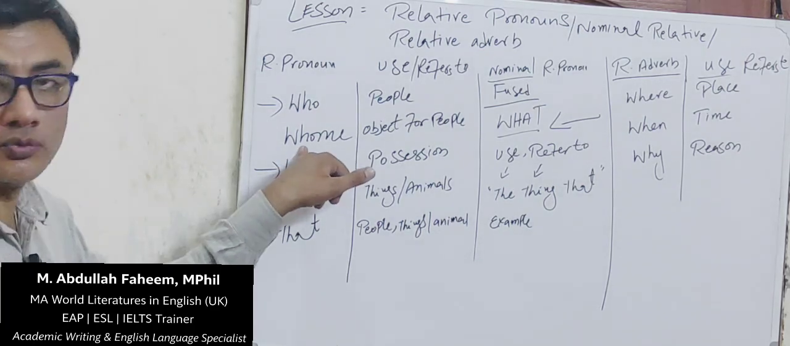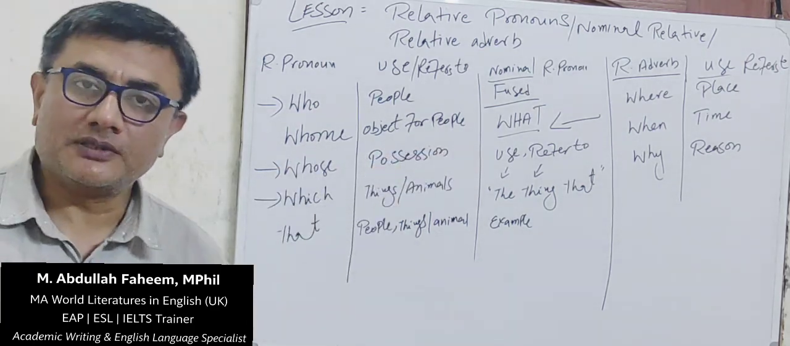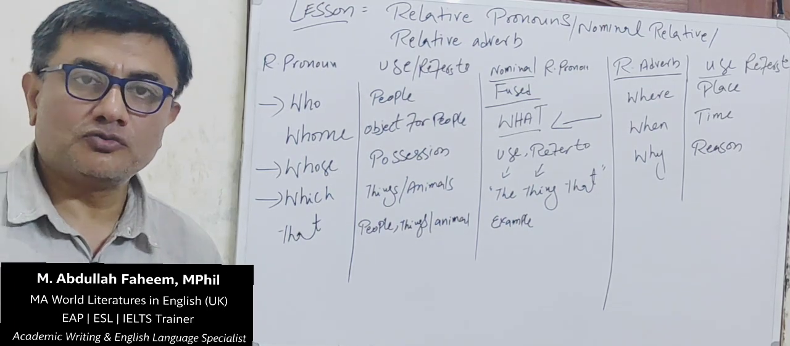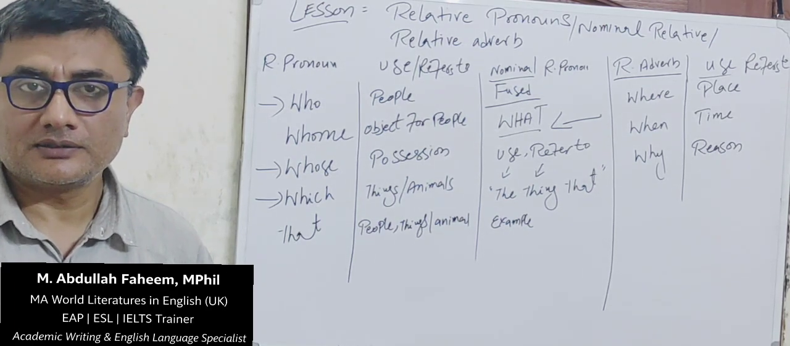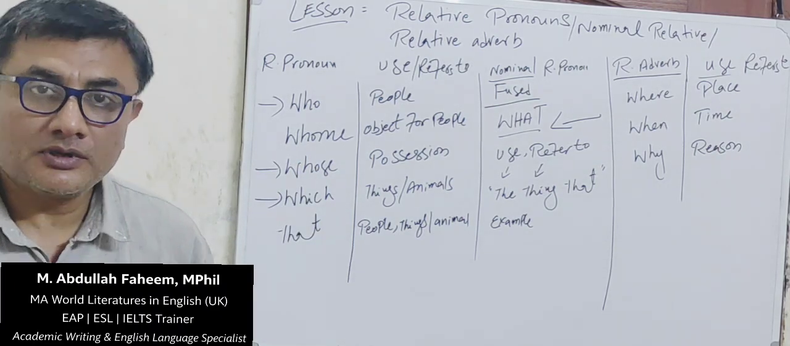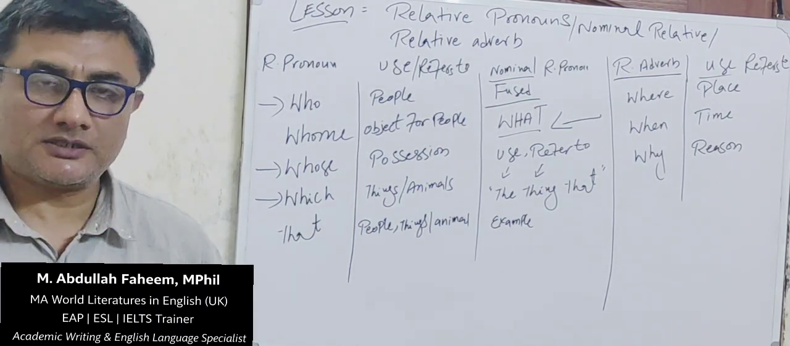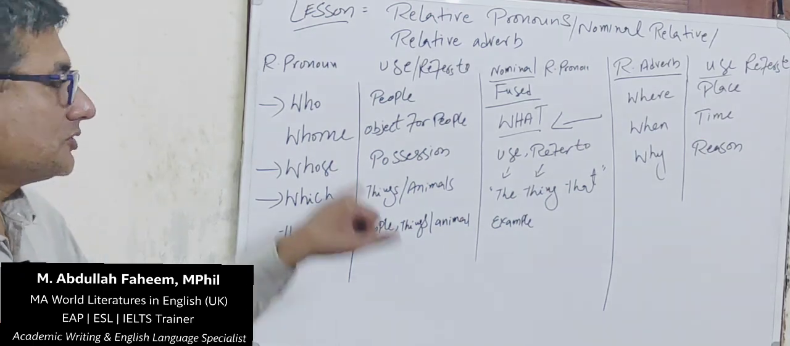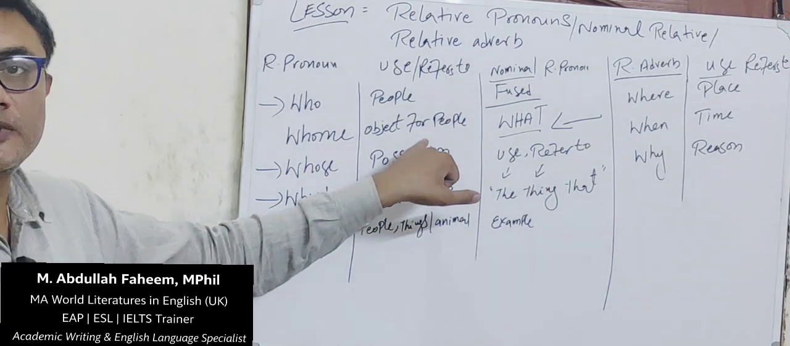And then if we see whom, it's an object for people. For instance, the person you met is my uncle. It's a simple sentence. But if we include a relative pronoun: the person whom you met is my uncle. जिस शख्स से आप मिले वो मेरे uncle हैं. So it makes my uncle specific.